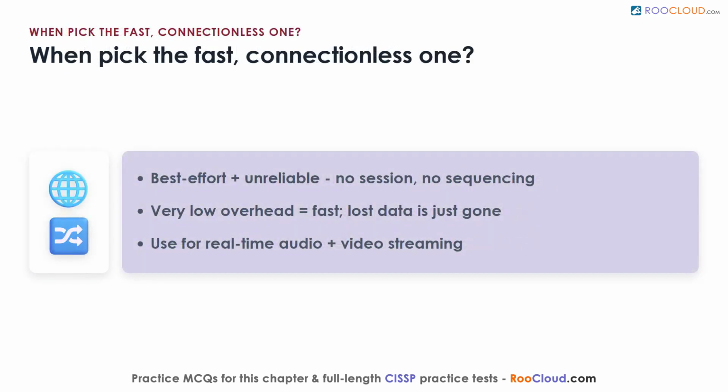When should you choose the fast, connectionless protocol instead? When speed matters more than certainty. This lightweight protocol also lives at the transport layer, but it is best effort and unreliable. It skips sequencing, flow control, and any real error correction, and it never sets up a session first. That gives it very low overhead, so it moves data quickly.